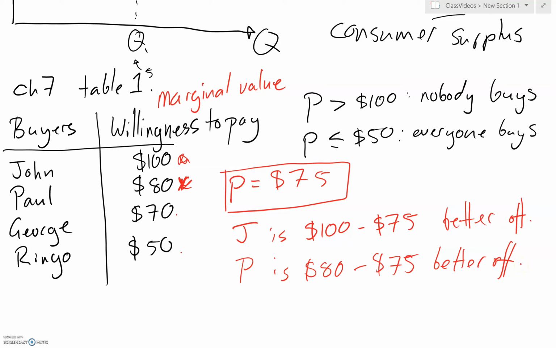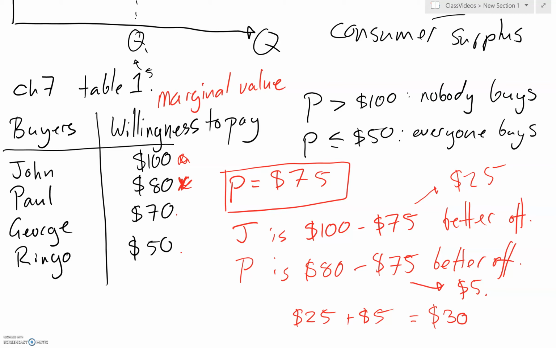Okay, so if we work these out, this is saying that John is $25 better off and Paul is $5 better off. So in total, if the price was $75, then consumers as a whole are $25 plus $5, which is $30 better off than had the market not existed.